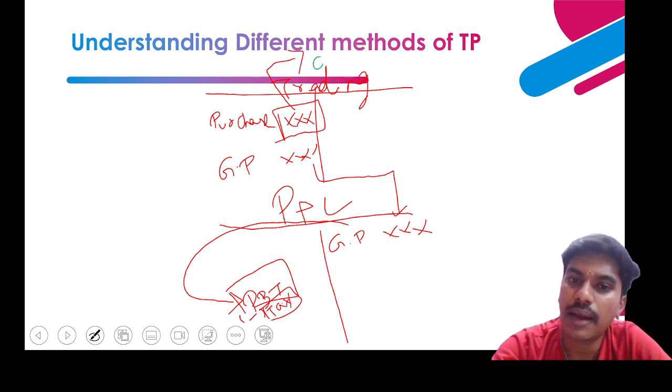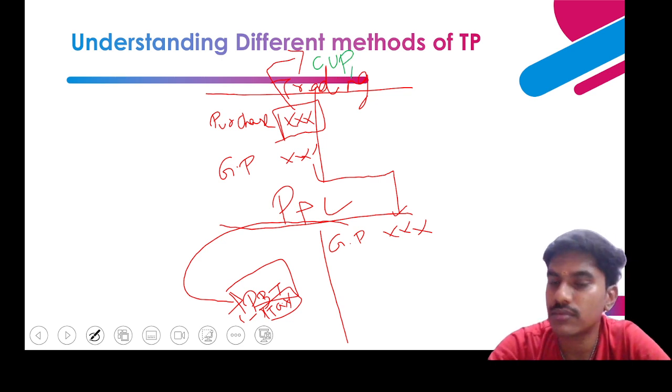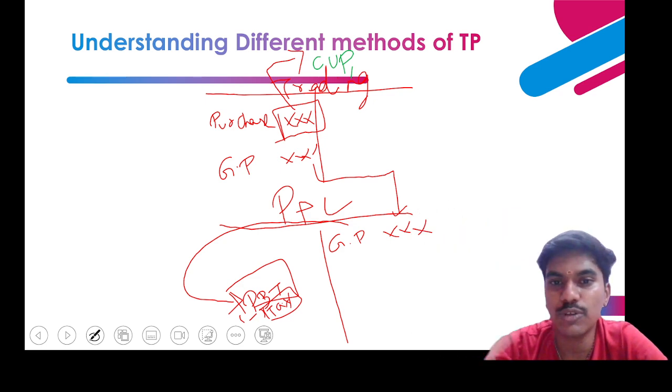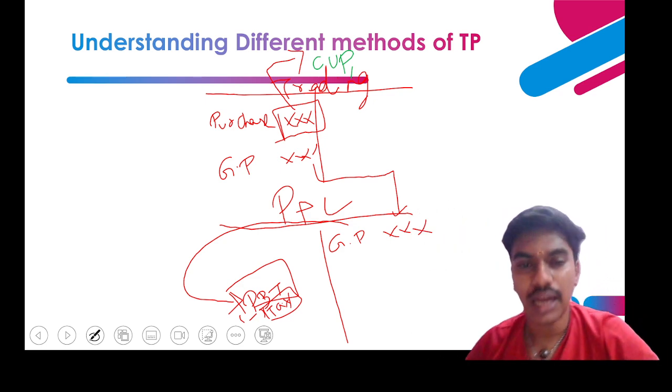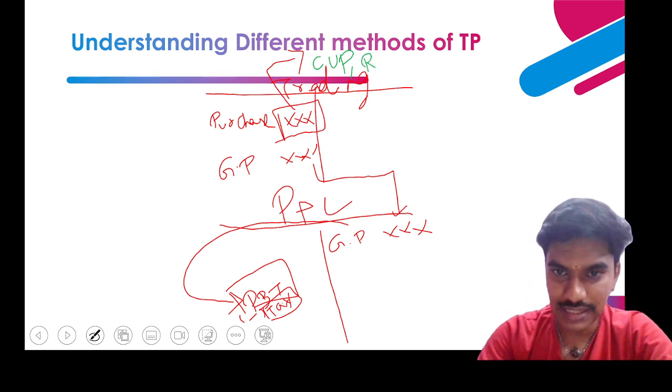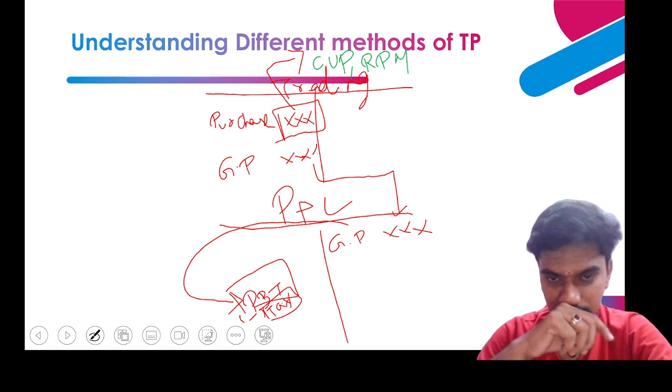Can I use the CUP method? Obviously. Then can I use two more methods? One is the resale price method, otherwise the cost plus method. So here we can use only the resale price method.